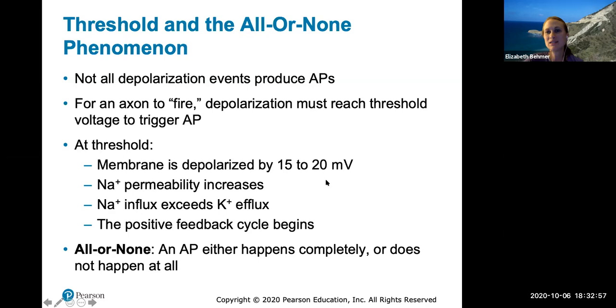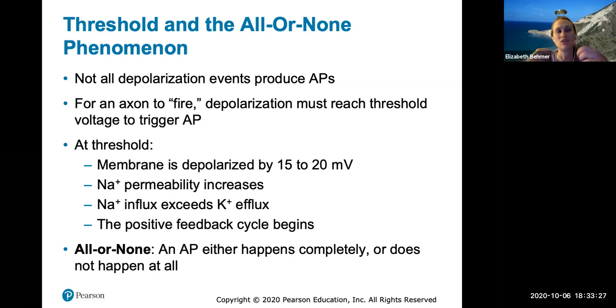So this means at resting, we were at about negative 70 millivolts. That's what the inside of the cell is usually always at. And we need to depolarize the inside of the membrane at least to negative 50 or negative 55, which is a change of about 15 to 20. When that happens, we call that the threshold point. And when that happens, the sodium permeability increases.